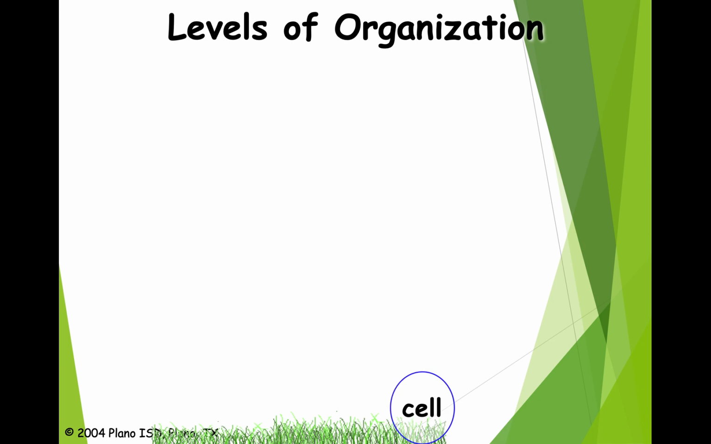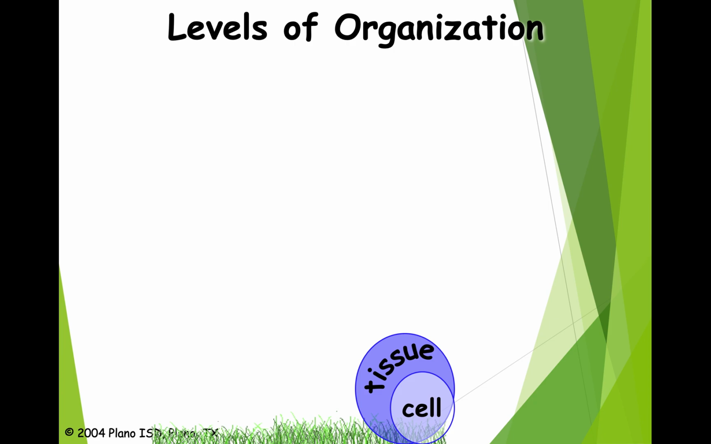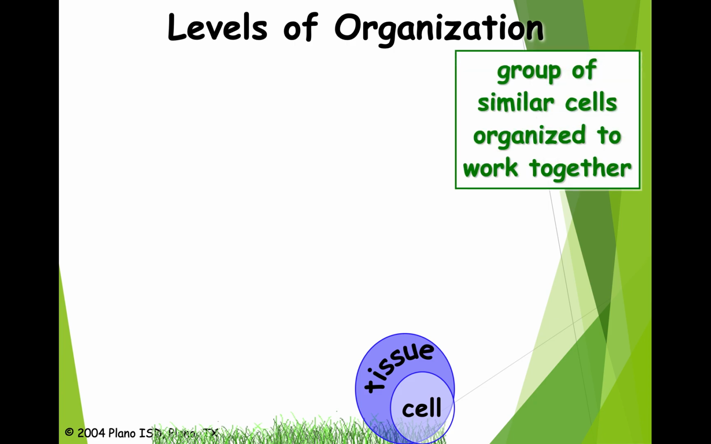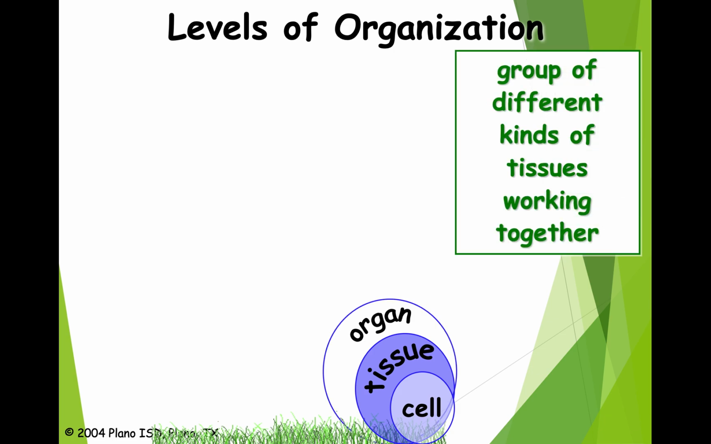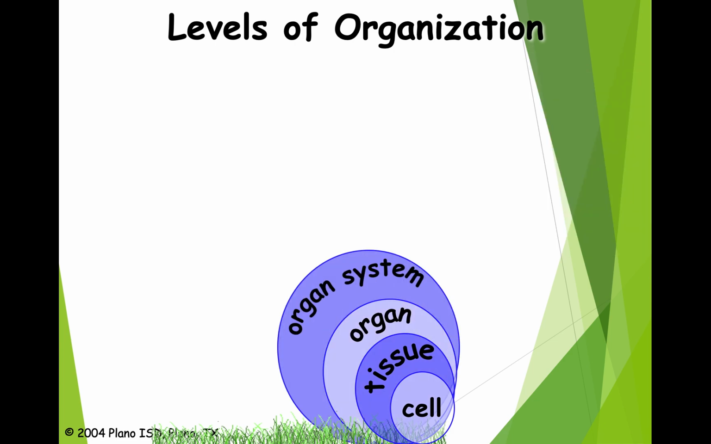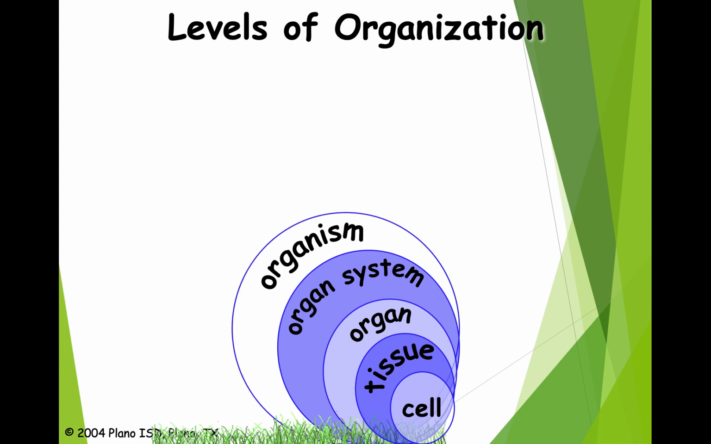So a nice little refresher of the levels of organization. We're going to start at a cell. We're not going to go all the way to atoms and molecules right now, but remember, cells, because they are the smallest unit of living things, build up to make our tissues, which is a group of cells organized together to work together. Those tissues build organs, which are different kinds of tissues working together. They then make the organ systems, groups of organs working together. Organ systems come together to make an organism.